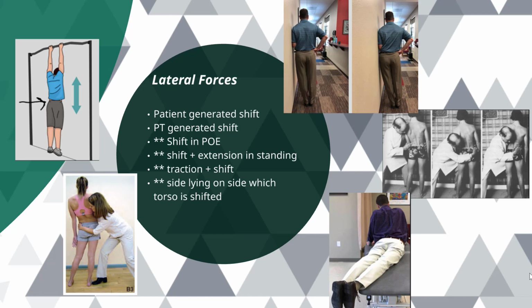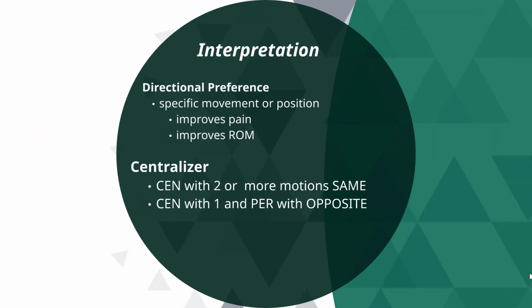Though being familiar with the progression of forces is important, feeling comfortable with how to interpret what you are seeing is extremely important. A person is considered to have a directional preference if their symptoms reliably improve after specific movements or postures. They are considered to be a centralizer if two different movements in the same direction centralize symptoms, or motion in the opposite direction peripheralizes symptoms.